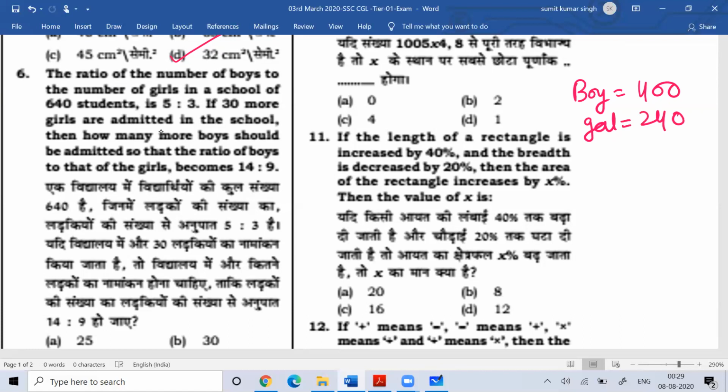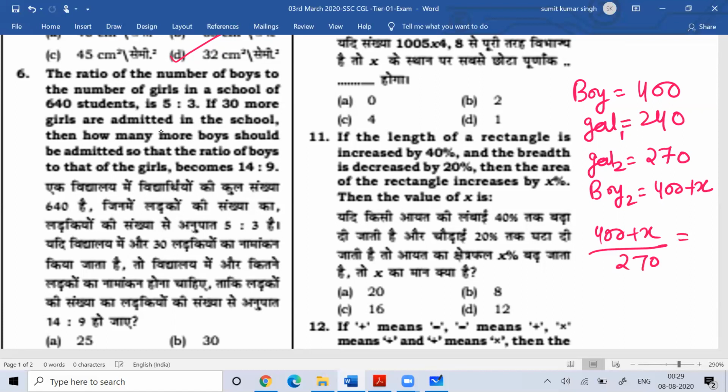If 30 more girls are admitted in the school, now the number of girls becomes 270. Then how many boys should be admitted? Suppose you admit x more boys, so that the ratio of boys to girls becomes 14:9. So the ratio of boys to girls has become 14:9.